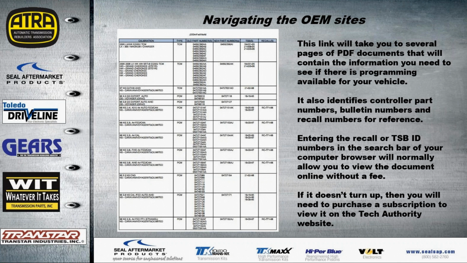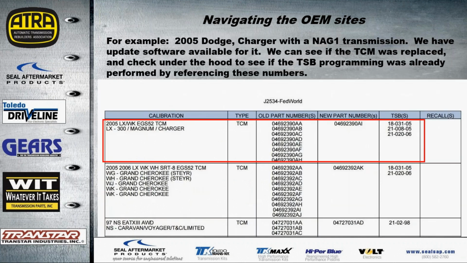But once we locate our vehicle and application, as a matter of fact, I used a 2005 Dodge Charger for an example here. And if we click on that, we see that there's programming that is available for this vehicle. Now, things to keep in mind here is they'll tell you what type of module is going to be programmed. In this case, it's a TCM. They give you the hard part number, which is the actual module part number.